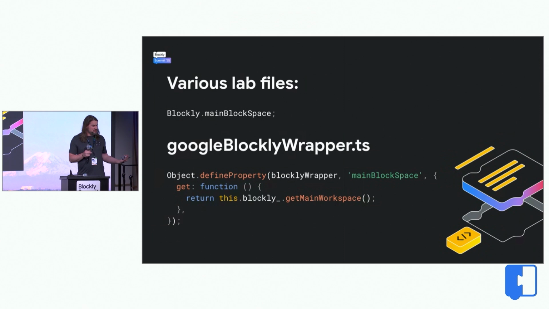One way, potentially, to fix it, could you just do a search and replace and replace them all with a get main workspace call? Not really for us, because if you do that, you're going to break anything that's not currently migrated.